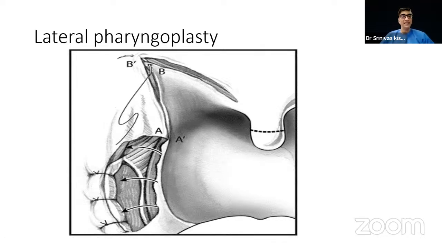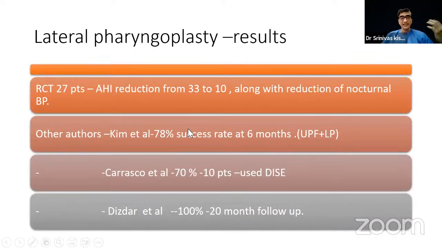Professor Michel Kahali has versions of the same, and in terms of the results, they have great results. As you have seen, an RCT was also done, the AHI coming down from 33 to 10, along with reduction of nocturnal blood pressure. Other authors have also done it: Professor Kim from Korea, 78% success rate at 6 months. Marina Corasco has pretty good results.